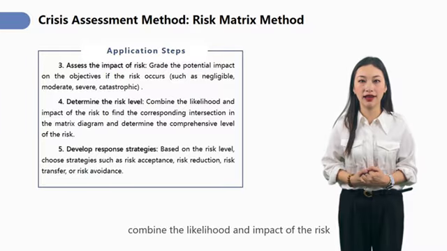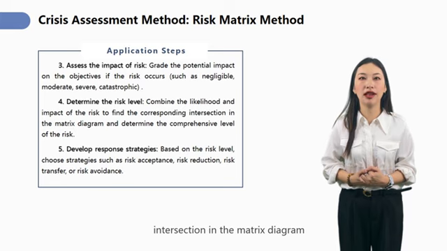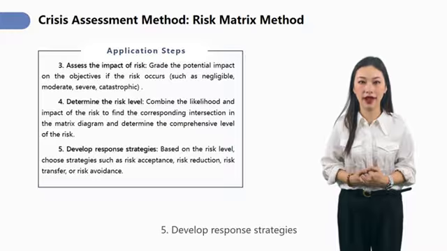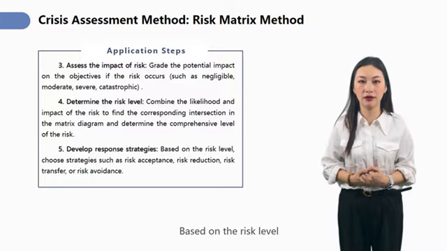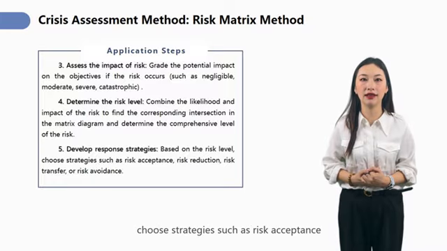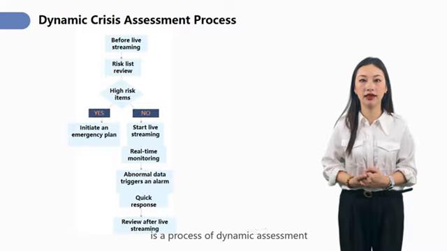Point 4. Determine the risk level. Combine the likelihood and impact of the risk to find the corresponding intersection in the matrix diagram and determine the comprehensive level of the risk. 5. Develop response strategies. Based on the risk level, choose strategies such as risk acceptance, risk reduction, risk transfer, or risk avoidance. Crisis assessment is a process of dynamic assessment.